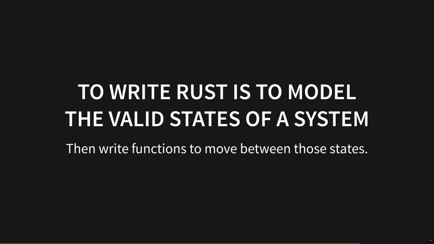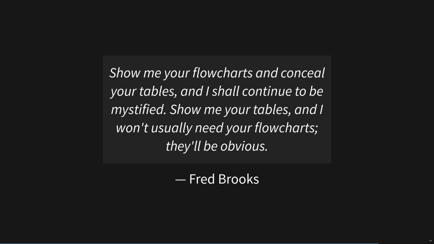It seems to me that to write Rust is to model the valid states of a system, then write functions to move between those states. This way of designing systems is the way that Fred Brooks recommended in his 1975 book, The Mythical Man-Month. Fred's words are what the Rust compiler would say, I think, if it could talk. Make the compiler's job easy, and you'll make your job, your team's job, and your future self's job easy too.